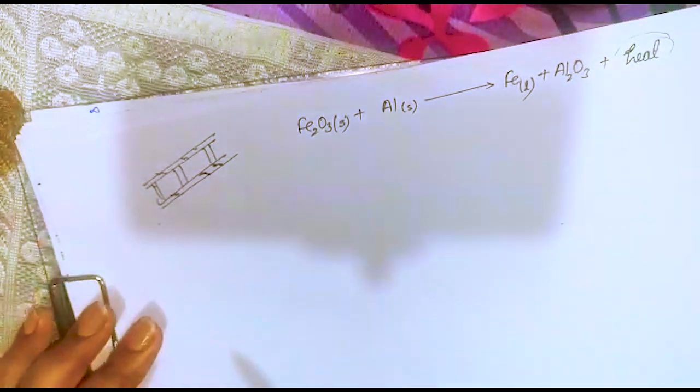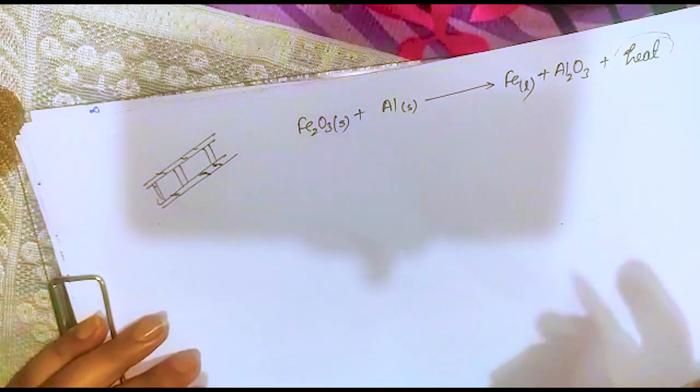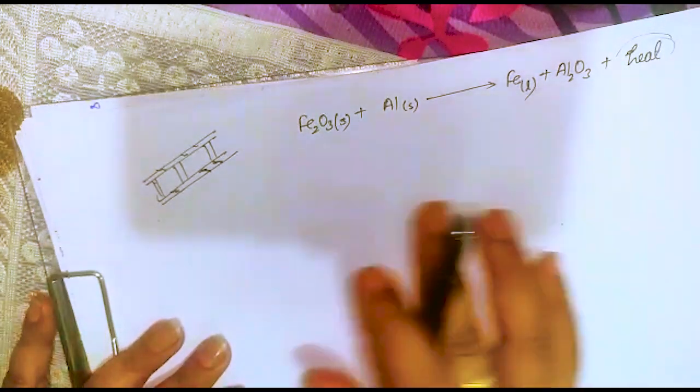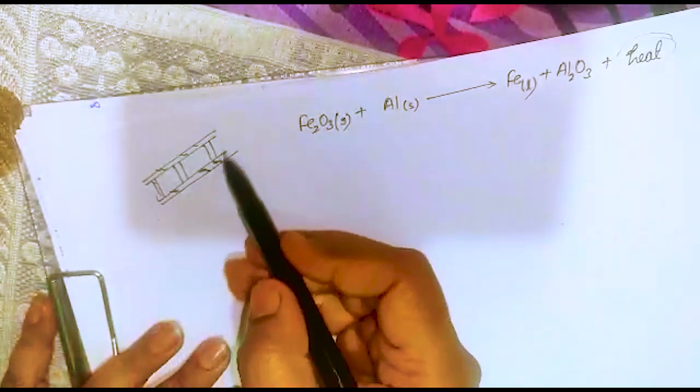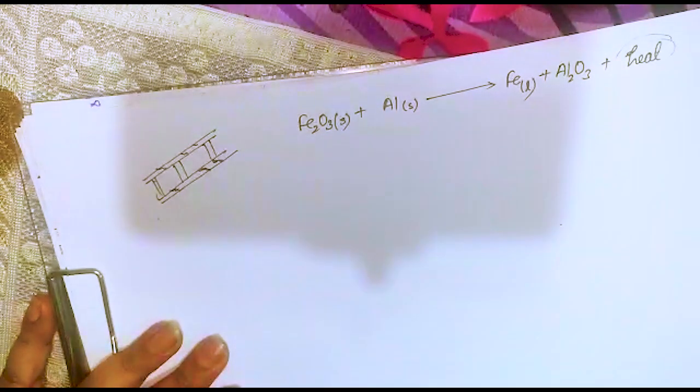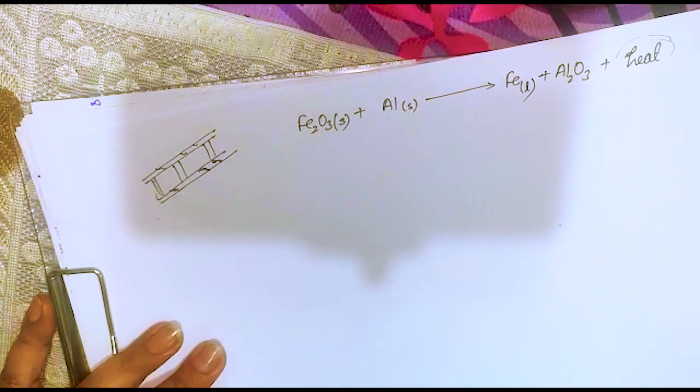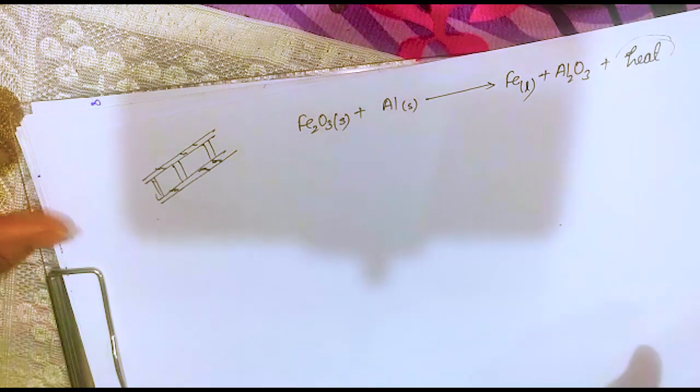The aluminium oxide will remain somewhere in that crack, so we don't have to take care of that. It is not our concern. Got it? So this is the way we can repair cracks of railway track. This is the application, and this is the most asked question from this topic.